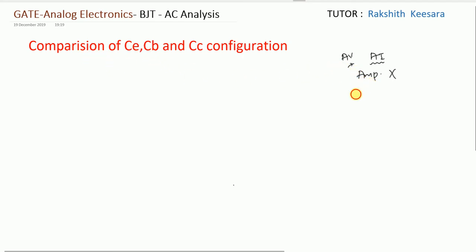What are the other two parameters? Input impedance, output impedance. Input impedance should be very high. Output impedance should be very low. These are our requirements.